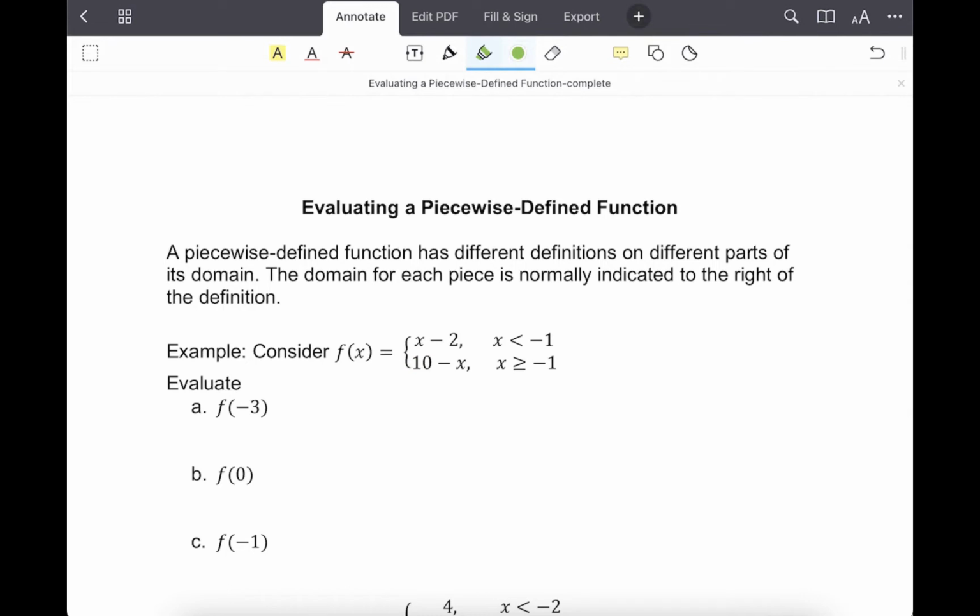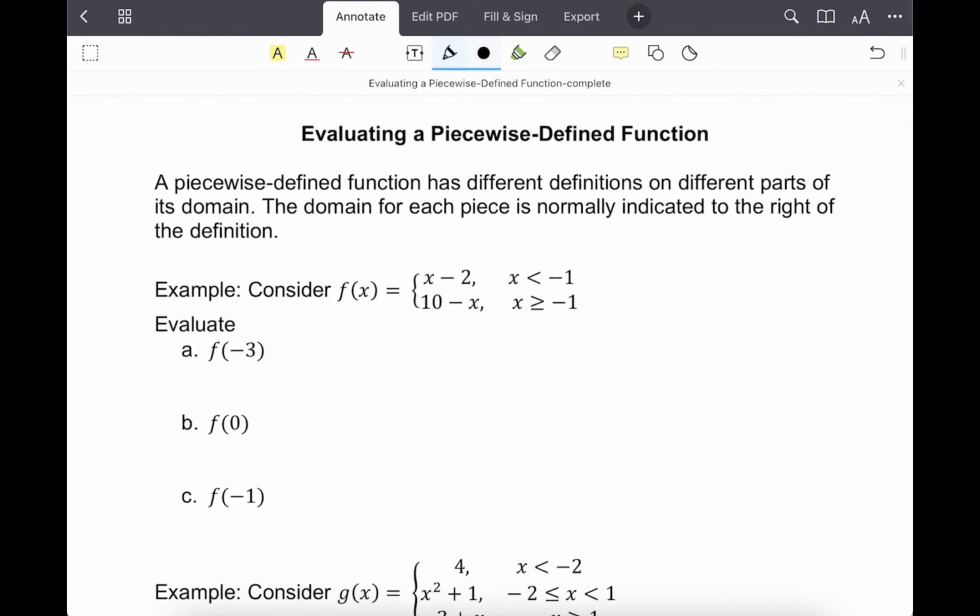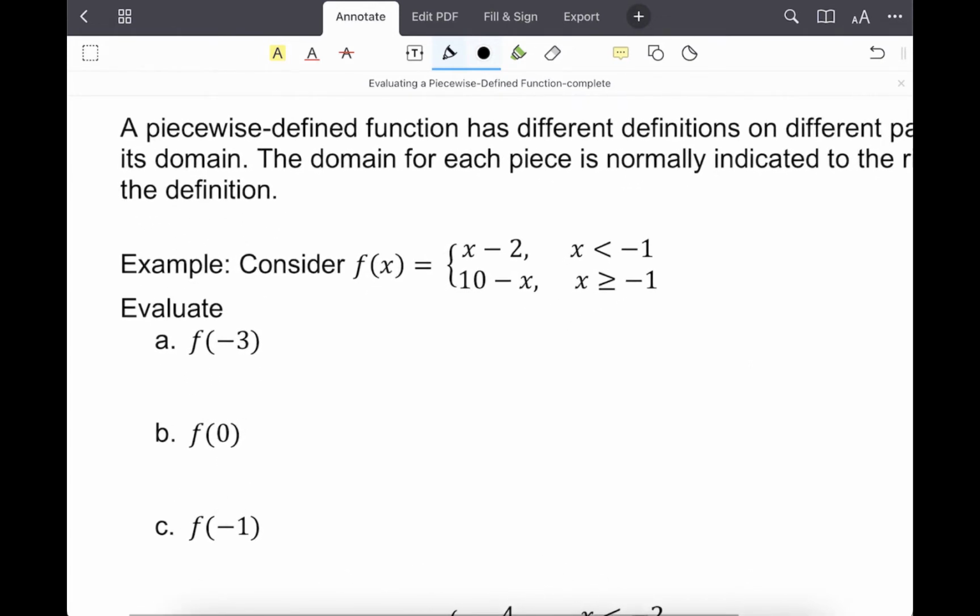To evaluate piecewise functions, we first determine which domain the x value falls on, and then plug that x value into the appropriate definition of the function. Letter A says f of -3. -3 is less than -1, so we'll use the green defined function here. I'll say this is equal to -3 minus 2, and that gives us -5.